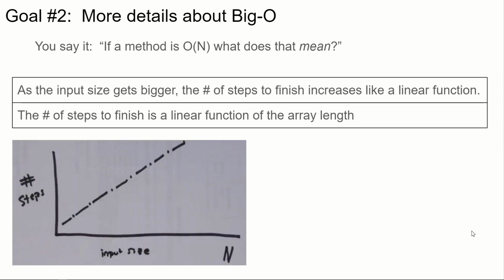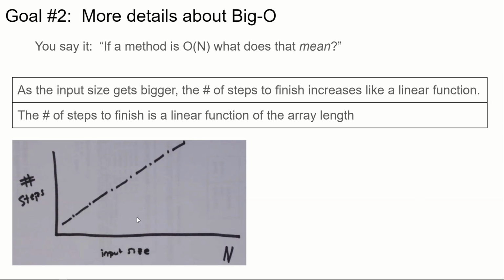So two good sentences would be, as the input size gets bigger, the number of steps to finish increases like a linear function, or more succinctly, the number of steps to finish is a linear function of the array length. Just a quick technical note, what I'm describing is actually something slightly different than Big O. It's a thing called Big Theta. Most programmers talk about Big O exactly like this, though, and I'm going to skip the technical part.